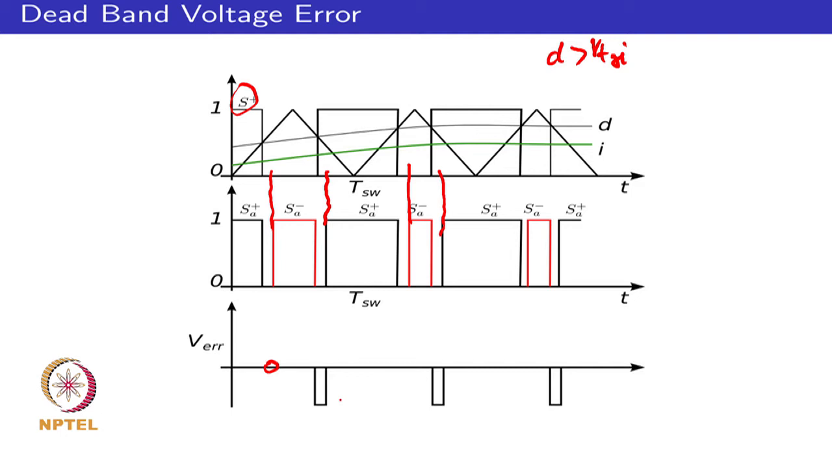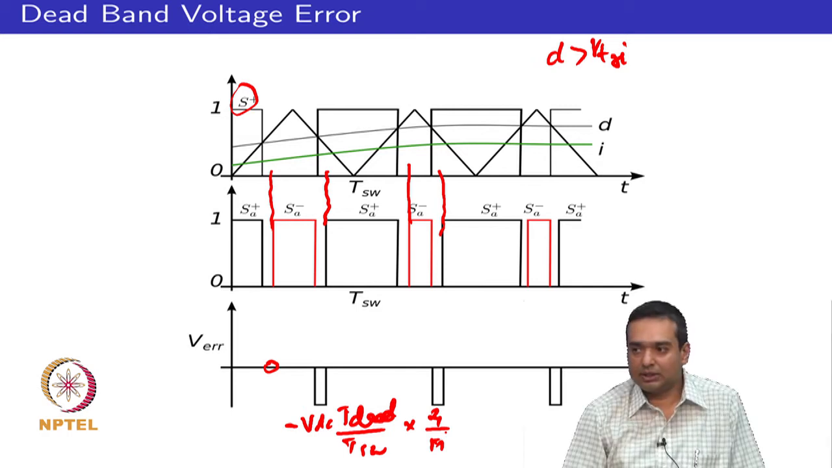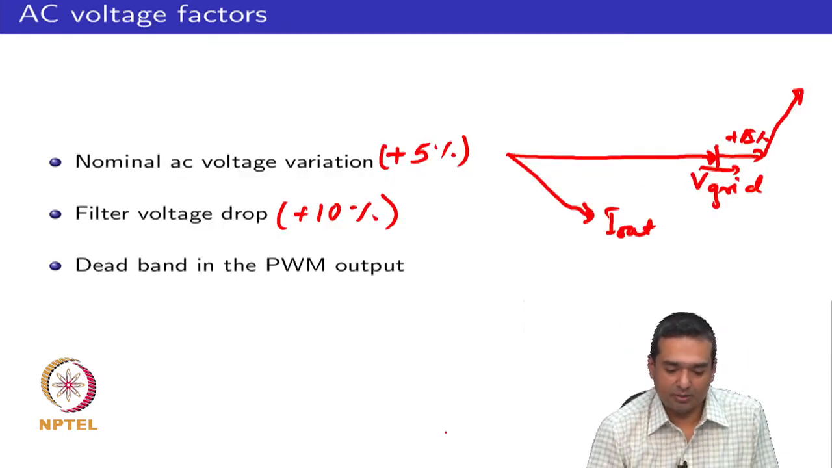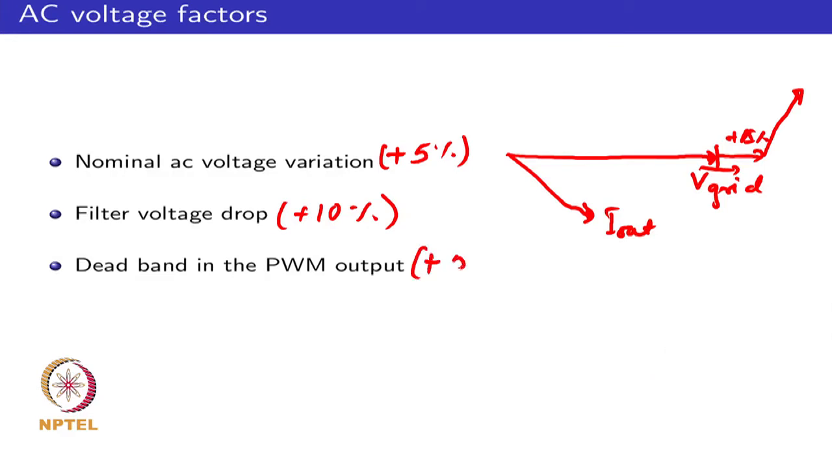And the average value of this particular error in voltage depends on your DC bus voltage. In this particular case, the error is negative. It depends on your dead time, and it depends on your switching duration TSW. You can think of it as a voltage which is like a square wave, and if you want to convert it back to a sine wave of some particular fundamental, you can add a factor of 4 by pi to get the fundamental effect of the dead time. And this gives you an additional factor which you need to have in your AC voltage output to generate your required PWM output. So we'll assume that this is also a factor of plus 0.5%.